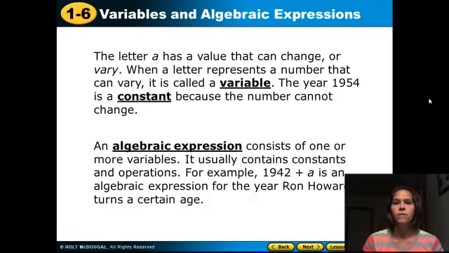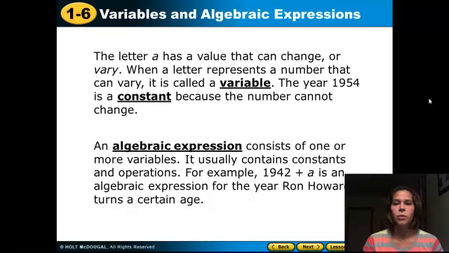The year 1954 is a constant because the number cannot change. When you were in kindergarten, you learned that 5 represented 5, and 5 still represents 5. It's constant. It will always be 5.